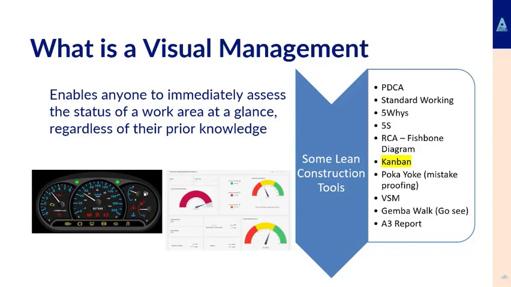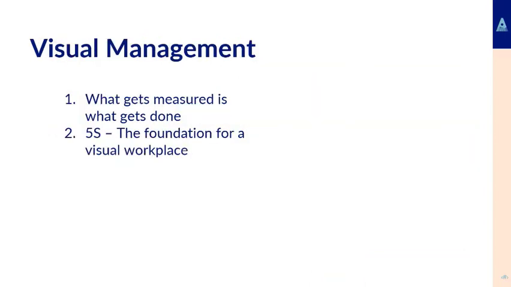Similarly, we have a graph in the middle which is taken from a construction project that's indicating different health of different aspects of progress, cost, safety of the project. So these are just an example of what visual management looks like, and we'll also be looking at what Kanban is. Visual management, two main aspects here.